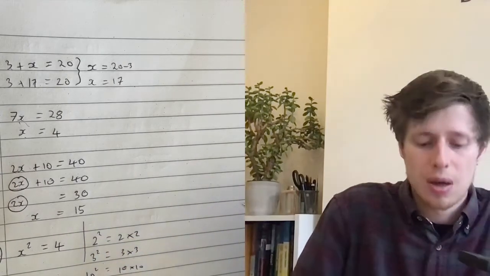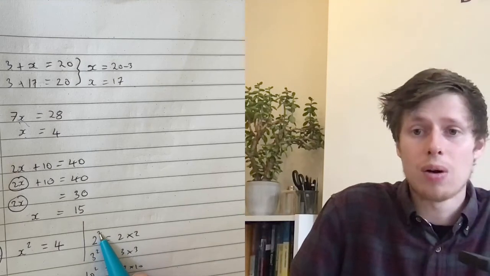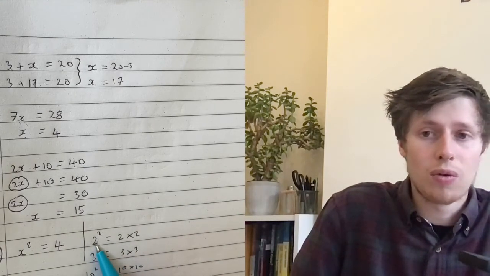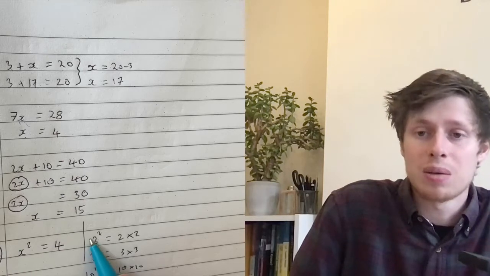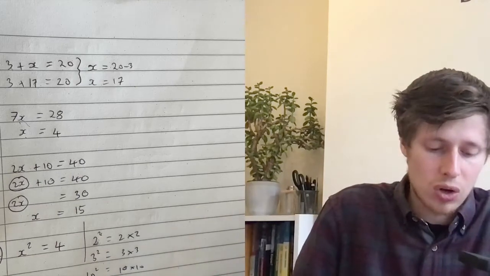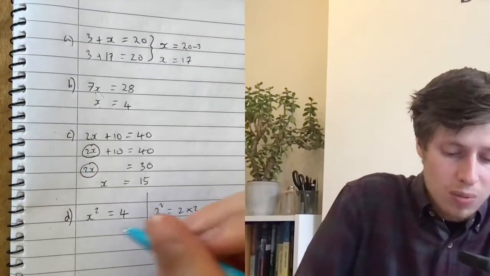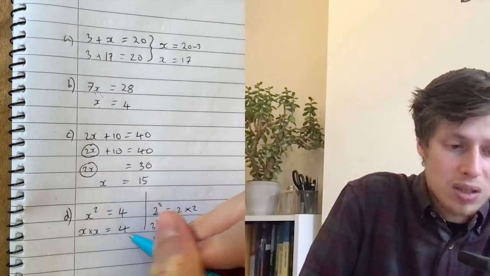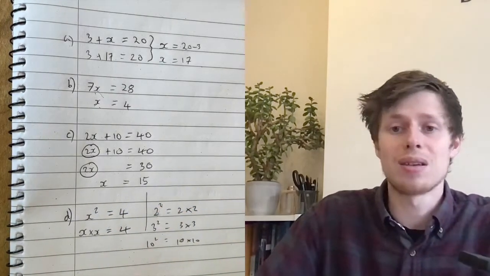So the pattern is, the little number at the top, which is called a power or an index, is letting us know how many of these numbers, which are called the base number, you have multiplying together, okay? So in this case, x squared, what it means is x times x is equal to 4, and we need to work out what x is.